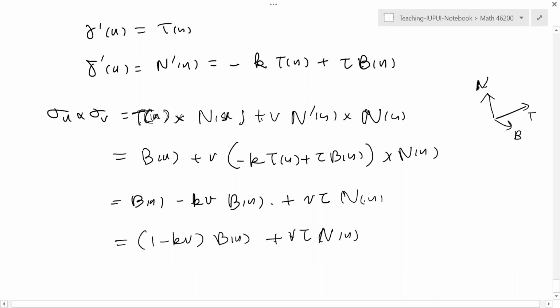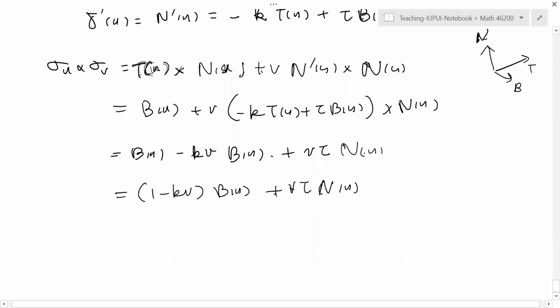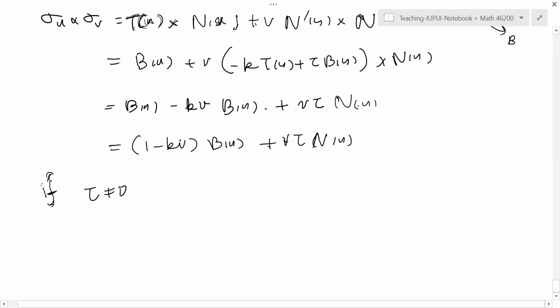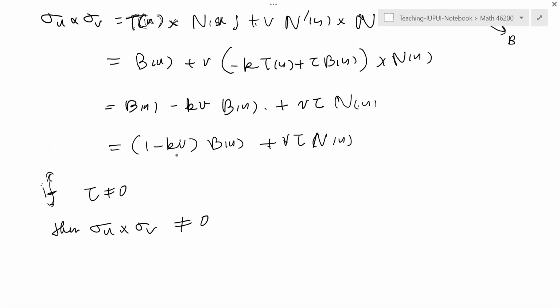So when this is not going to be 0, if the torsion is not 0, then this will never be 0 for V not 0. Right? So my conclusion is that if tau is not 0, if there's always torsion here, then this never is 0. Why? Even for V 0, the first term is not going to be 0, because it's 1 minus K V. So this is never 0, okay?